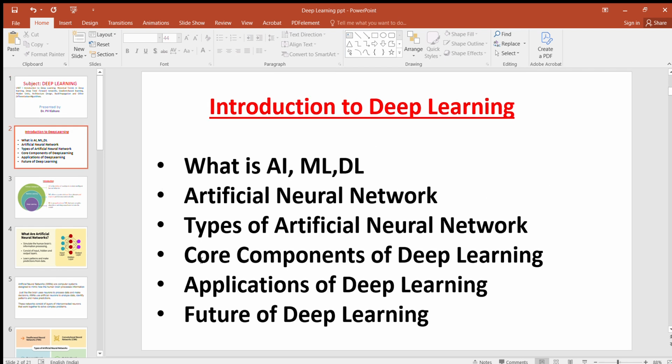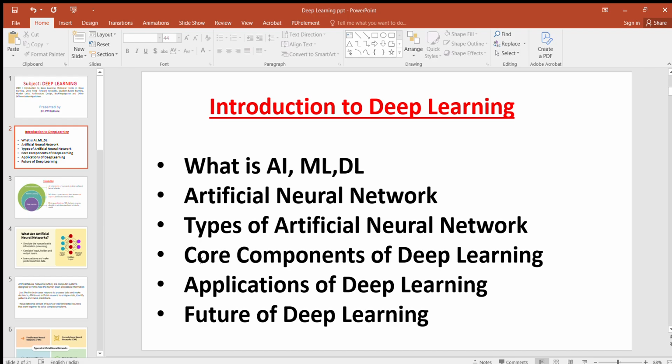Here, introduction to deep learning. In this, we are going to discuss what is artificial intelligence, machine learning, deep learning. Second topic, artificial neural network. What is meant by artificial neural networks? Types of artificial neural networks. What is the use of this? Next, core components of deep learning. Next topic is applications of deep learning. Next one, future of deep learning. So these are the topics we are going to discuss today.